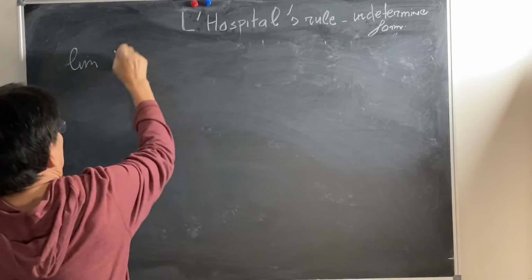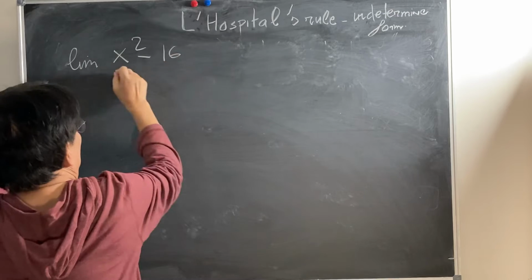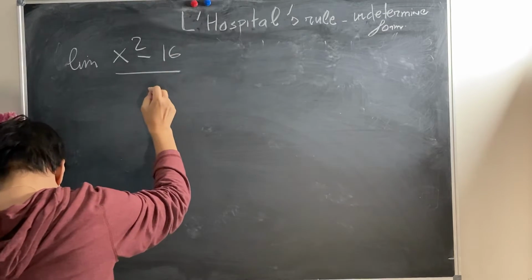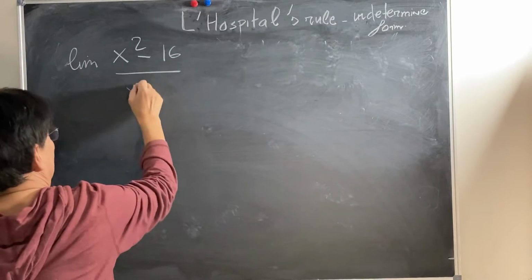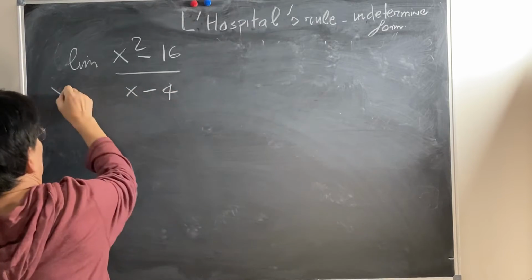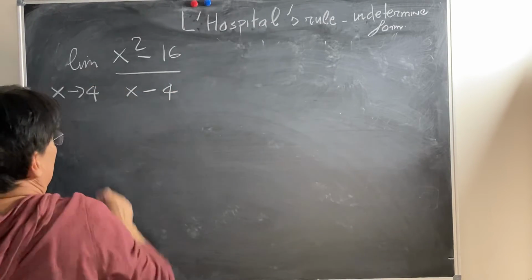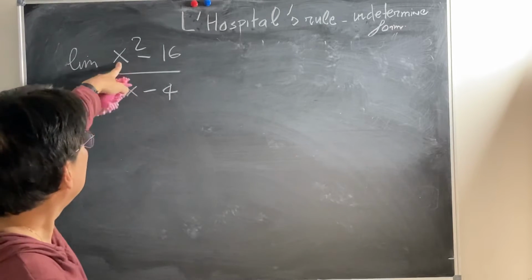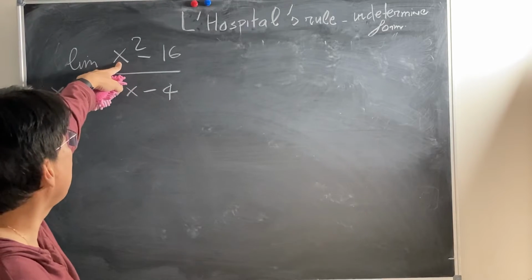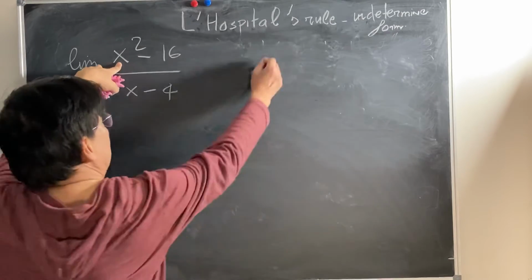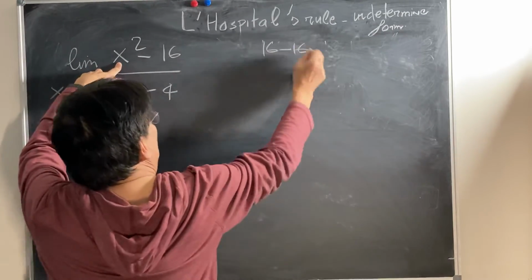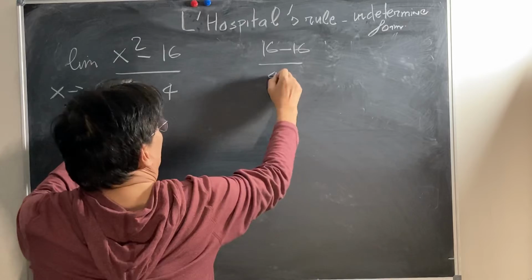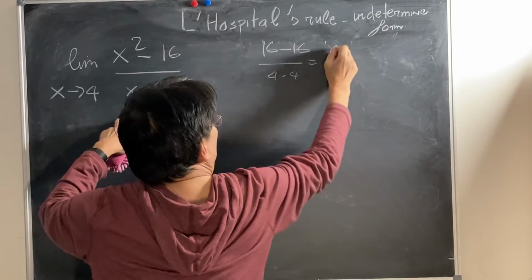Limit of x squared minus 16 over x minus 4, as x goes to 4. Take the limit of this. If you substitute 4 here, on the top, 4 squared equals 16, 16 minus 16. And on the bottom, 4 minus 4. So you have 0 over 0.